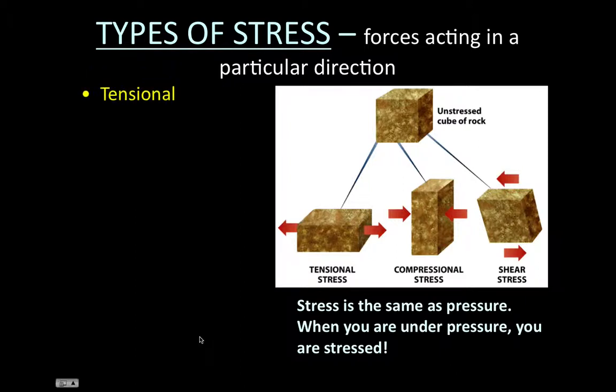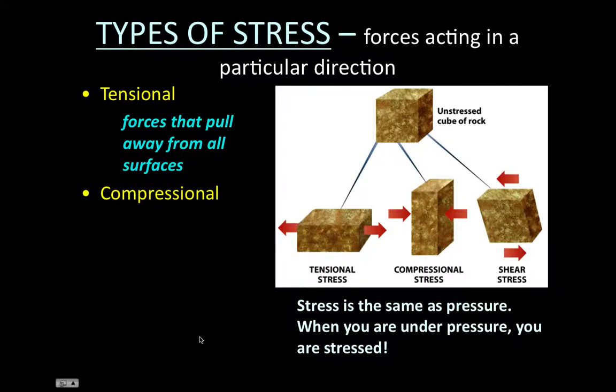The three different types of stress are tensional, and tensional stress is a force that's pulling away from a surface. So you can imagine that you have a piece of chewing gum and you start to stretch it apart, and it starts to get thinner and thinner in the middle. Those would be tensional forces. The next type of stress is called compressional. Compressional is where you have forces that are pushing inward towards the surface. So if you have that same piece of chewing gum, if you start to squish it in your hands and move your hands closer to each other, that would be a compressional stress.